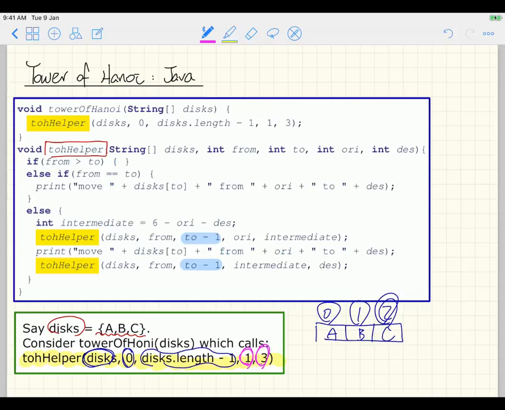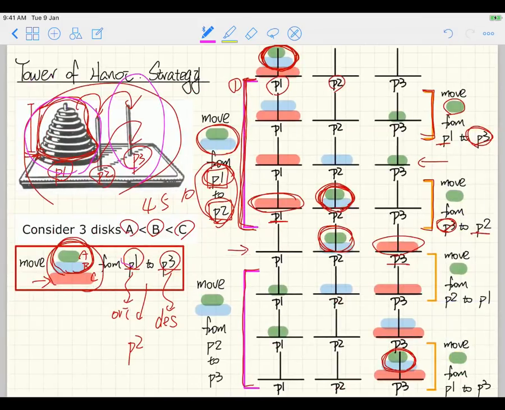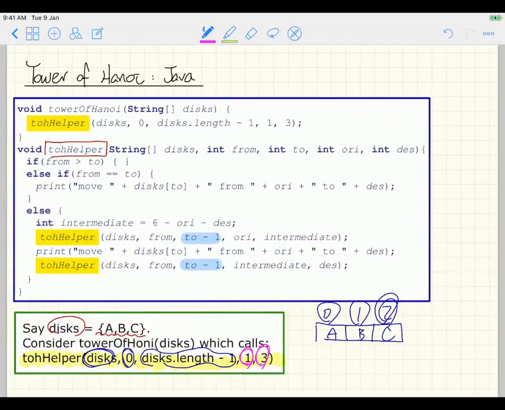But now, every time you're trying to solve this problem, it depends on what the origin is and what the destination is. You can calculate the intermediate one accordingly. For example, if the origin and destination are 1 and 3, that means the intermediate is simply 2. Right? On the other hand, if we are moving from P1 to P2, in this case, the intermediate is P3 instead. You will see the calculation. The calculation is simply 6 minus the origin and destination. If you got 1 and 2 being the origin and destination, the intermediate would just be 3. If you got 1 and 3, it would just be 2. It's a little bit of a trick for the arithmetic over here.